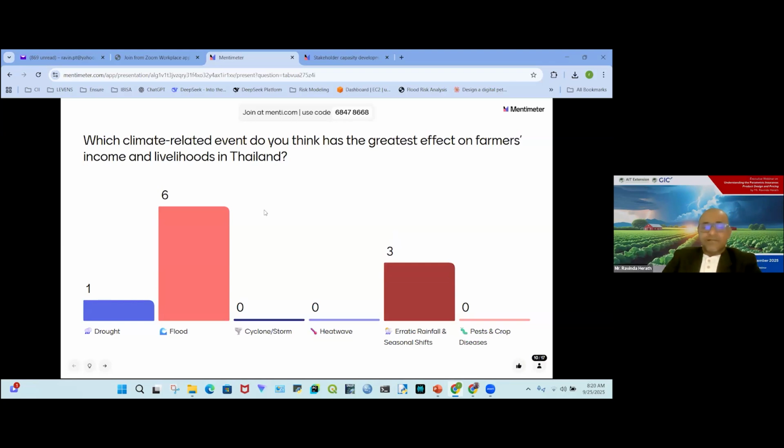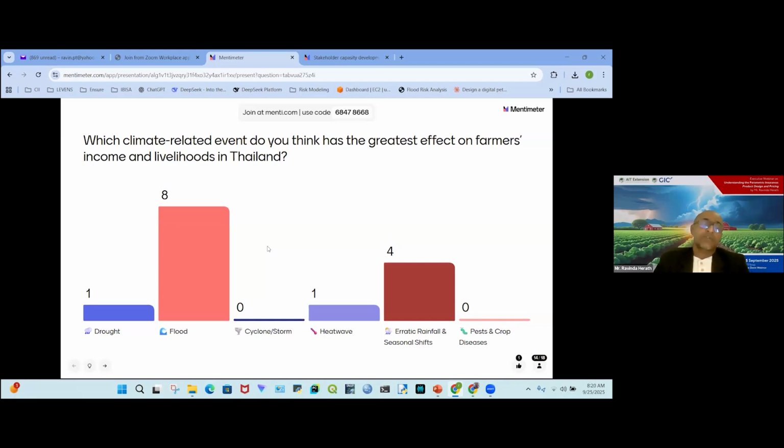Now it is flood. Actually, I agree with you. The most important climate factor is flood. Maybe it's drought. Maybe it depends on the country context, right? In some countries, it may be cyclone, it may be earthquake, it may be some seasonal shift of rainfall. But in line with the Thailand context, flood is the main peril you are seeing.